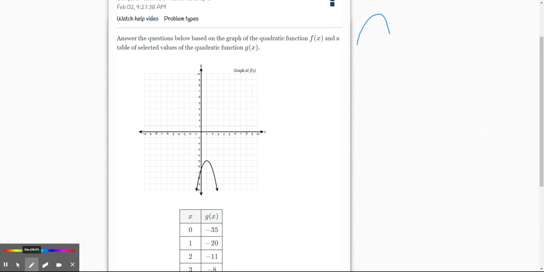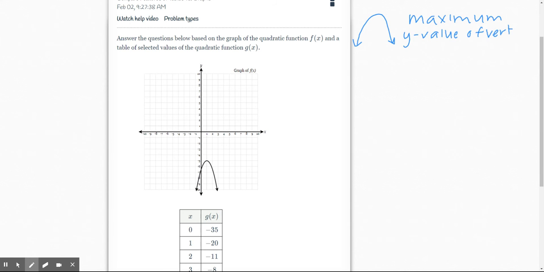So a graph like this is a parabola. This has what we call a maximum. And the maximum is the y value of the vertex. And well, the minimum is also the y value of the vertex. But notice our vertex, that's right here, where the graph is kind of changing direction. The vertex is the highest point on our graph.